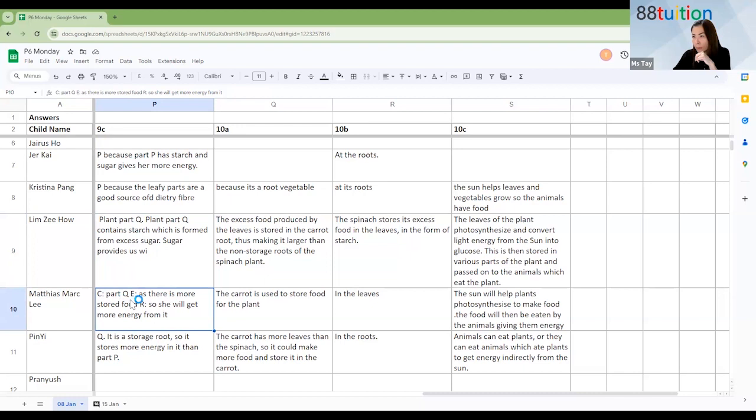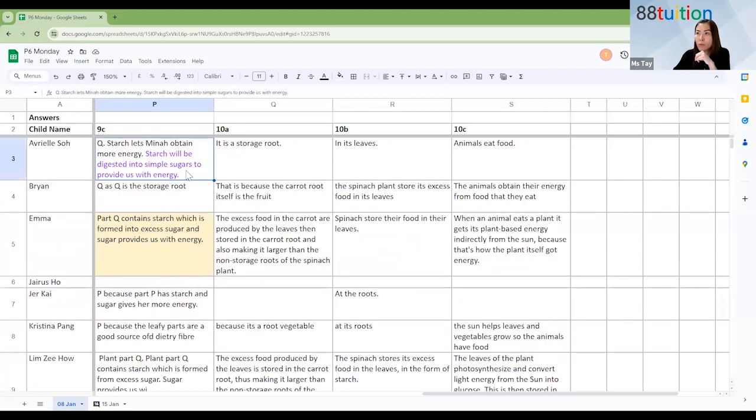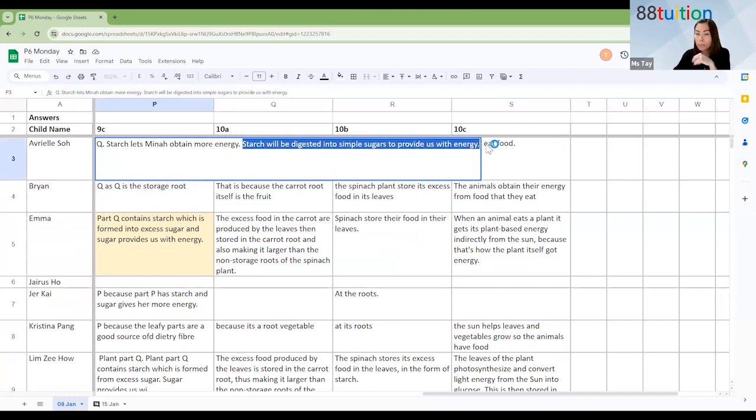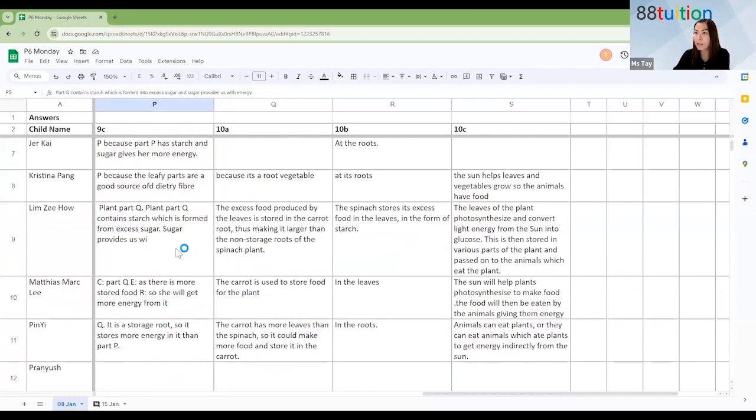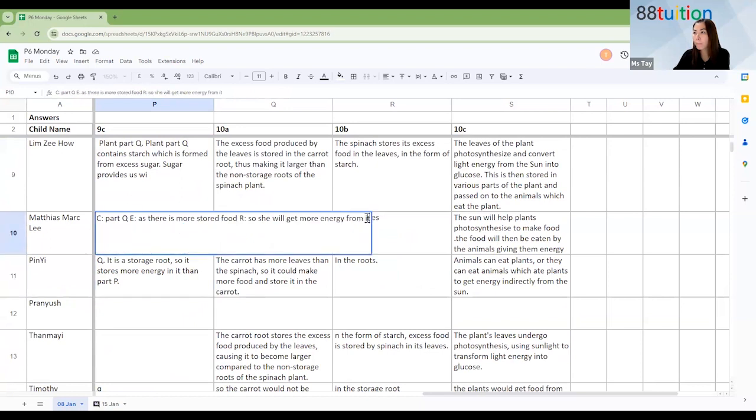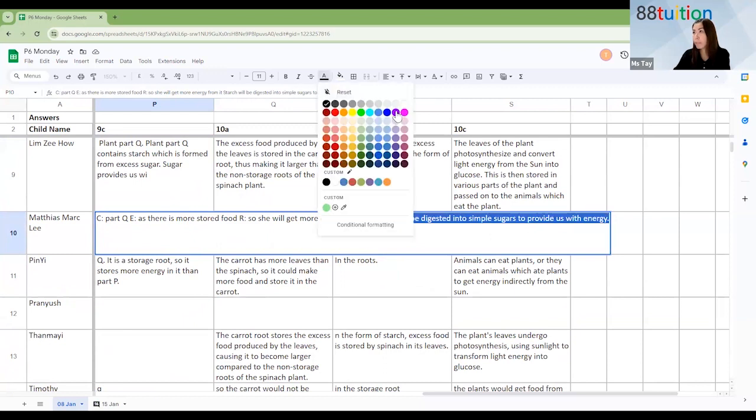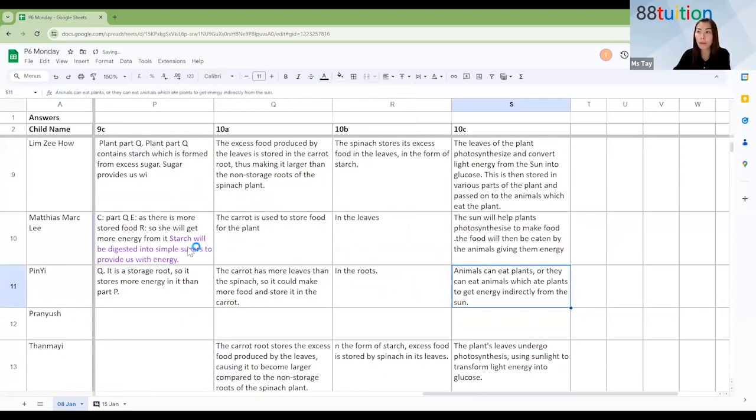Part Q. Okay, you are using CER, Matthias. Very good. As there is more stored food. Okay, so Matthias, I want you to recall what I said just now. Don't just say starch gives us the energy. If you can add on to your answer, it will be even better. Okay, there is more stored food. We write this stored food as starch. She'll be able to get more energy because starch will be digested into simple sugar, to provide us with energy.